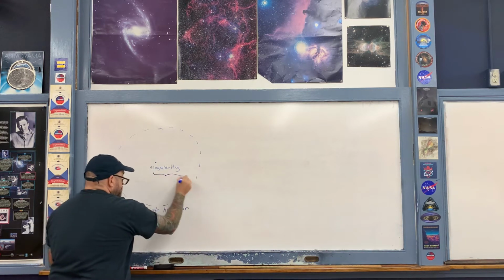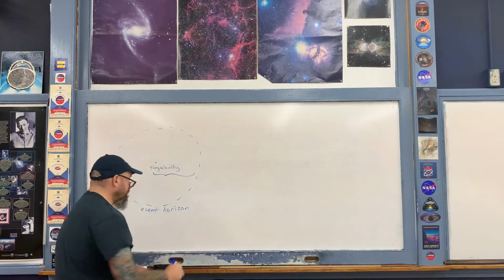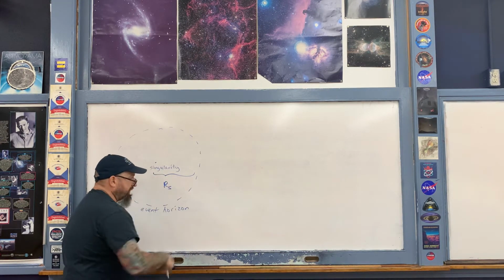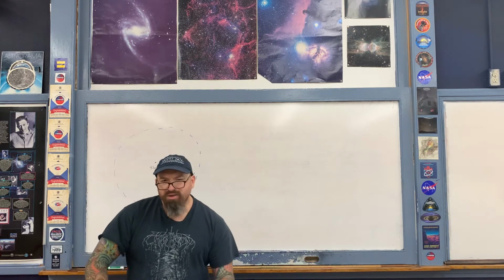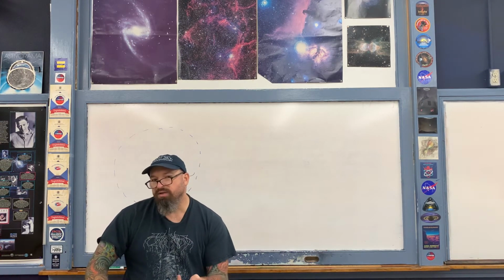And the distance that it is from the singularity is referred to as the Schwarzschild radius, which I'm going to write here as capital R sub S. Now, what is the event horizon? Well, think of it like this. Think of it in terms of escape velocity.